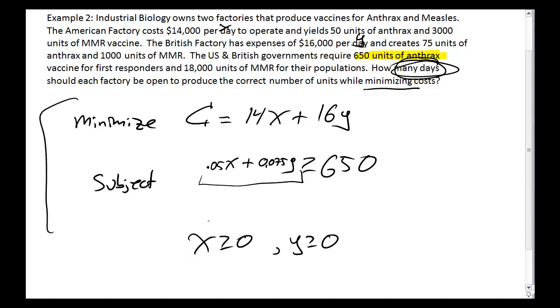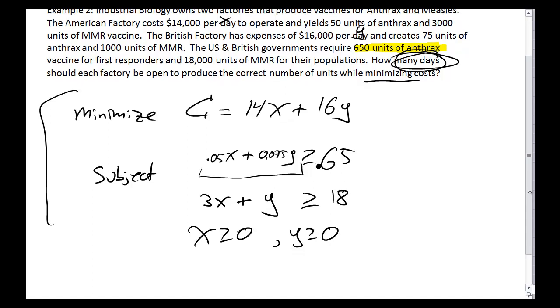On the other hand, for the measles, mumps, and rubella vaccine, I need 18,000 of them. Remember, we're doing things in terms of thousands, so it's going to be 18. I again need to be bigger than or equal to this 18. And the Americans can produce 3,000, while the British only produce 1,000. The British are more specialized on anthrax. The Americans seem to do better on the measles, mumps, and rubella.